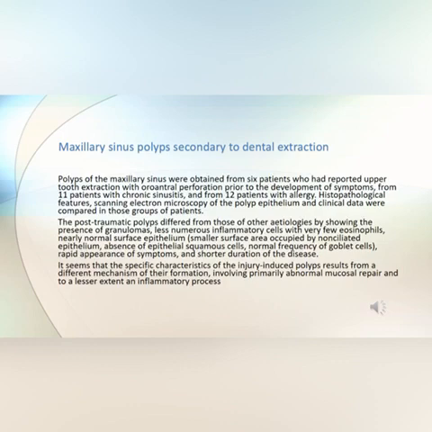The post-traumatic polyps differed from those of other etiologies by showing the presence of granulomas, less numerous inflammatory cells with very few eosinophils, nearly normal surface epithelium, smaller surface area occupied by non-ciliated epithelium, absence of epithelial squamous cells, normal frequency of goblet cells, rapid appearance of symptoms and shorter duration of the disease.